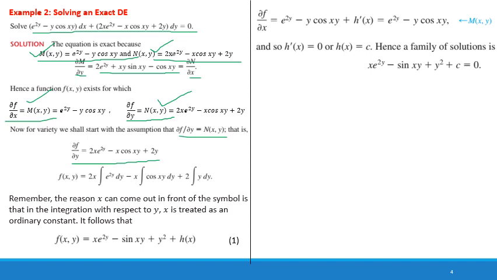So when we integrate function N, which is equal to partial f by partial y, with respect to y, the answer would be this. We call this equation 1, and remember that x can come out of the integral symbol, because in the integration with respect to y, x is treated as an ordinary constant.